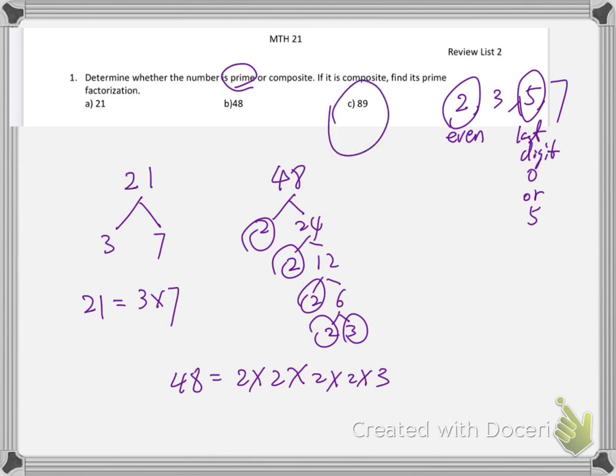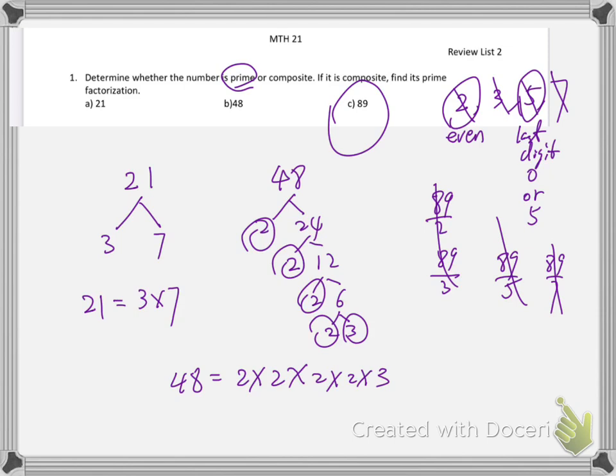89 is a prime number, right? You try 2, doesn't work, 3 doesn't work, 5 doesn't work, 7 doesn't work. It's a prime number, right? You just use the calculator to divide, right? 89 divided by 3, not an integer. 89 divided by 5, not an integer. 89 divided by 7, not an integer. Then it's a prime number.